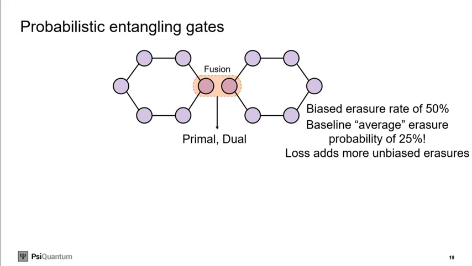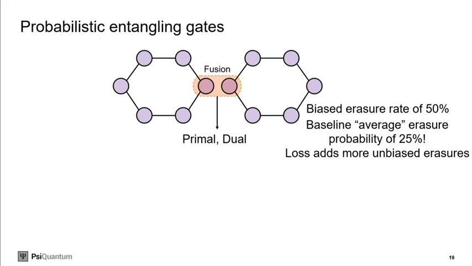So in addition, the second problem that we have in photonics is that we have probabilistic entangling gates. So let's say you perform a fusion, and you have one XX outcome and one ZZ outcome. Let's say the XX outcome goes to the primal, the ZZ goes to the dual. You're measuring 2 bits of information. Even if we have perfect components in photonics, we have a baseline biased erasure rate of 50% in photonics. So even if all our components were perfect, half the time I will lose either the primal outcome or the dual outcome, which off the bat seems very serious. So if we were not smart about this, we end up with a baseline average erasure probability of 25%, even with perfect components. This is potentially a big problem.